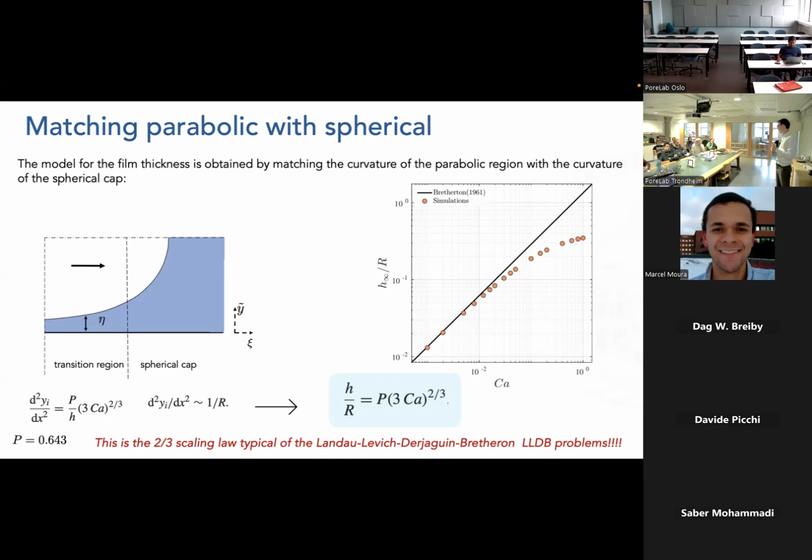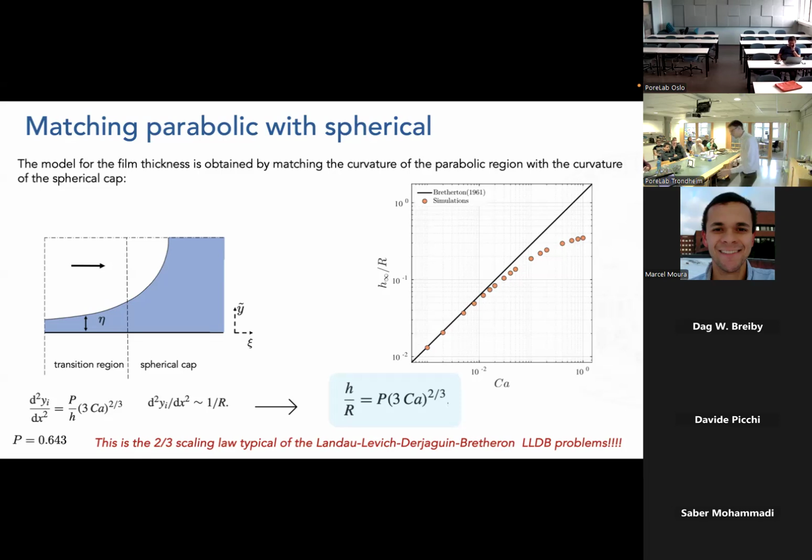This was the missing piece at the beginning. We just find it by matching the spherical cap with the film region. And you see the Bretherton theory, these are results of numerical simulation that we did a few years ago. So if the capillary number is sufficiently small, as predicted by the Bretherton theory, this scaling law describes pretty well the experimental data. Then you see some deviation, but this is somehow expected.